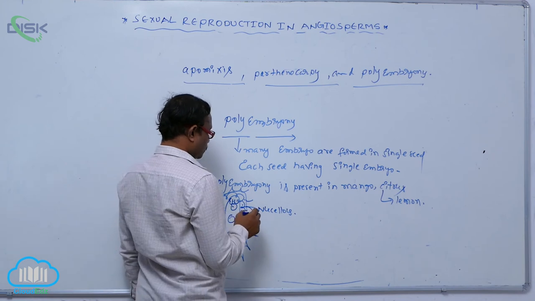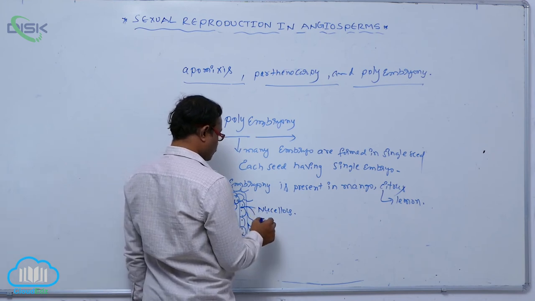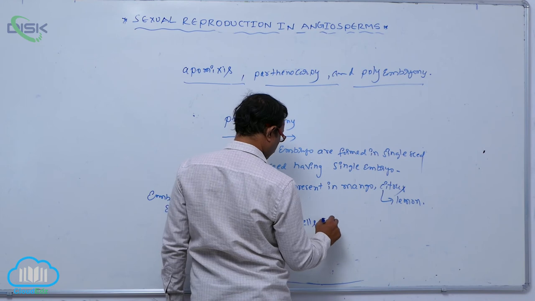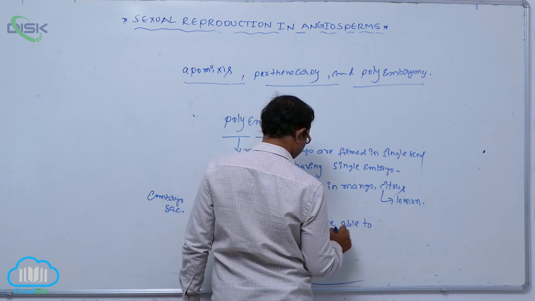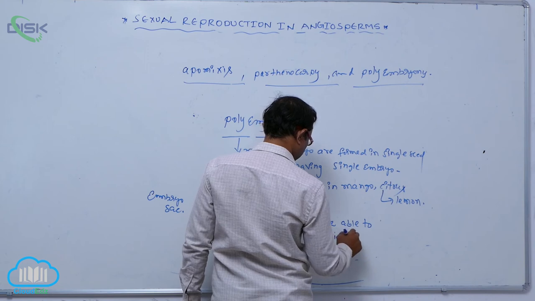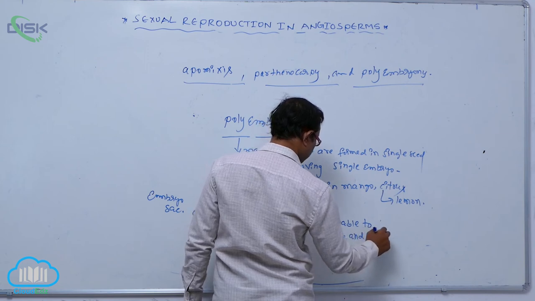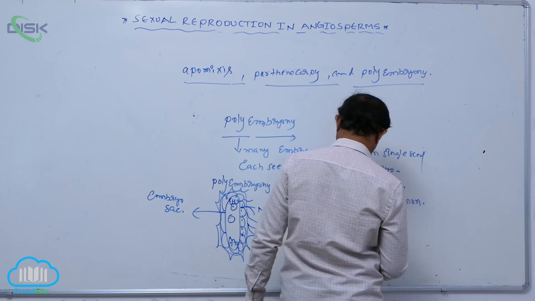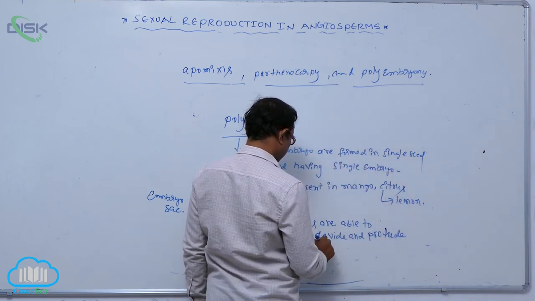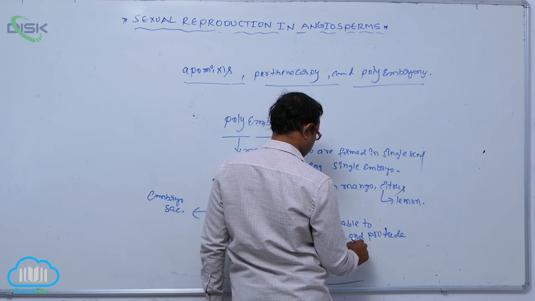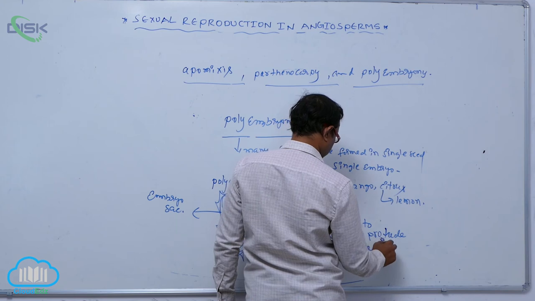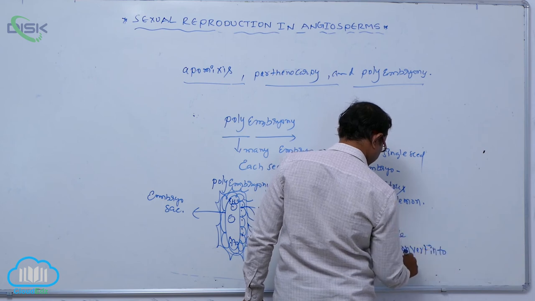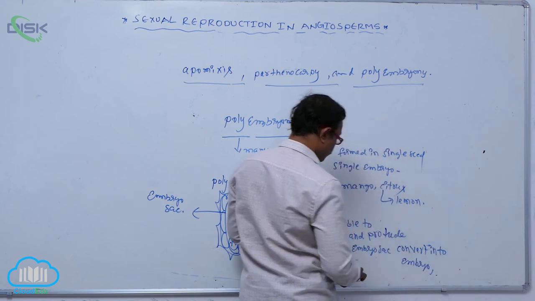Okay. Sometimes in the nucellus, some cells are able to divide and protrude, enter into the embryo sac, and convert into embryo. That is the cause of polyembryony.